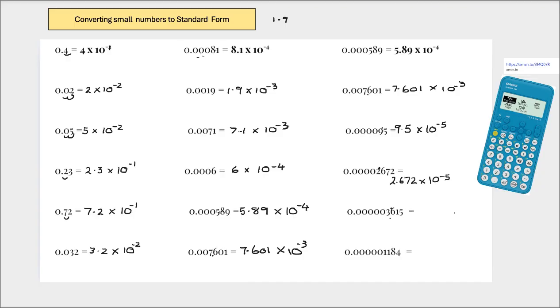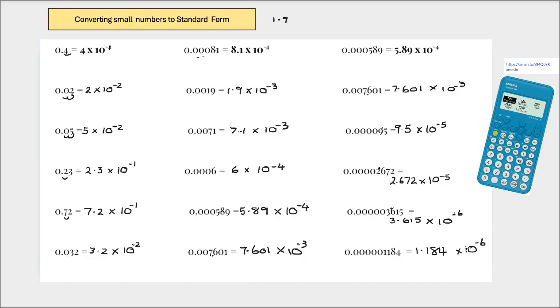Next one. There you go, decimals there. So we've got 3.615 times 10 to the power of 1, 2, 3, 4, 5, 6. So it's -6. And then finally, 1,184. So we've got 1.184 times 10 to the power of, how many times is it? 1, 2, 3, 4, 5, 6. To the power of -6.